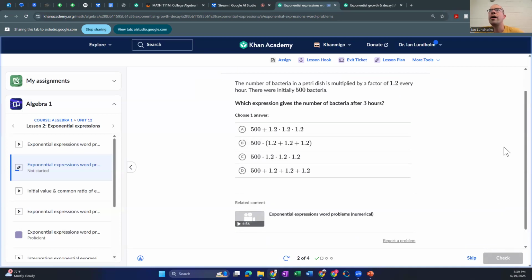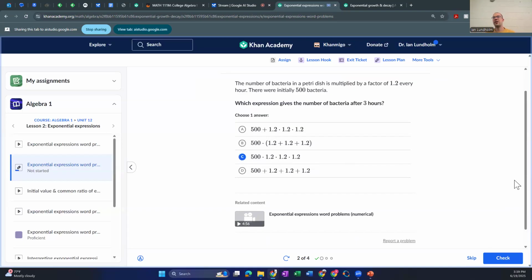All right, so based on that last one, it seems like we're starting off with 500 bacteria here. We're multiplying that by a factor of 1.2, and it seems like we need to do that 3 times. So maybe choice C?